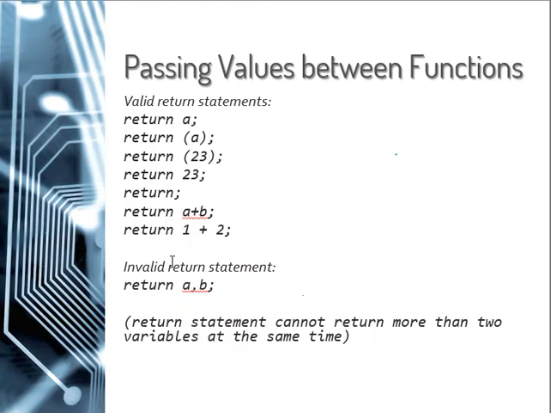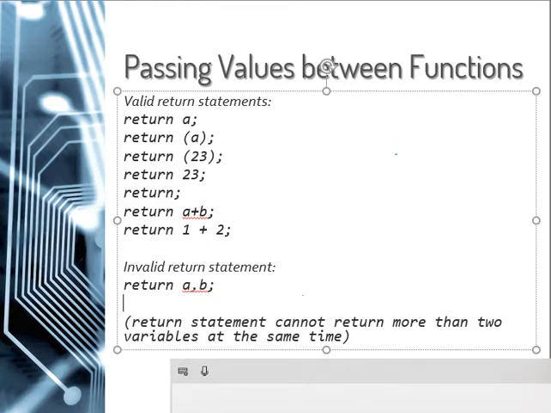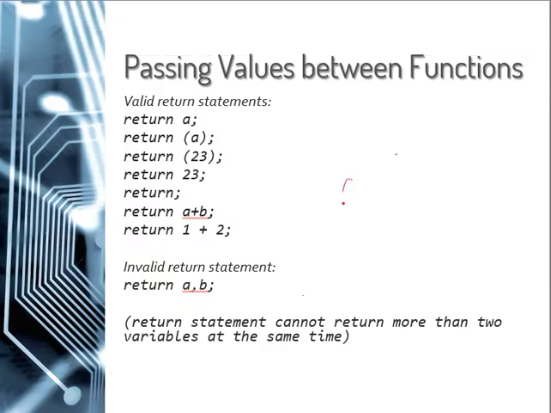Then, an invalid return statement is returning two variables. That is not allowed. Okay? Just like this one. A return statement only returns one value. It cannot return two values at the same time. So, for example, this is your function, and then it returns A, and then return B after that. You cannot return two values.